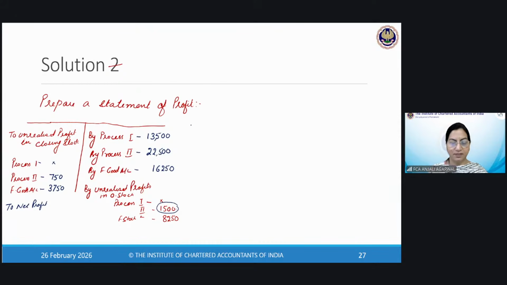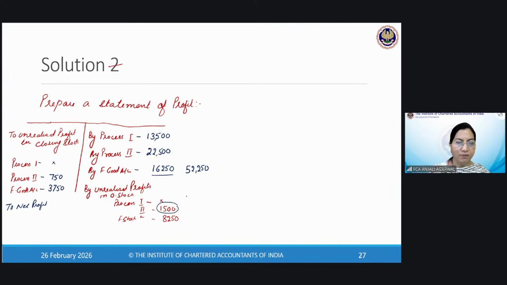So this will be your net profit for the entity. Just see how much it is. 13,500 you generated from process one, plus 22,500 you generated from process two, plus 16,250 you generated from process three. A total of 52,250 was generated from all the three processes and finished stock account in this period.